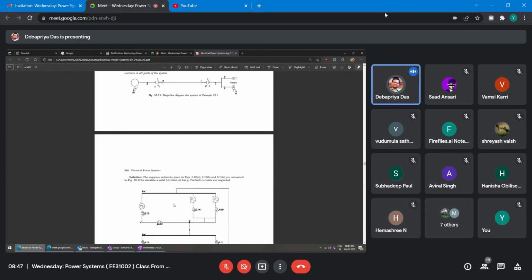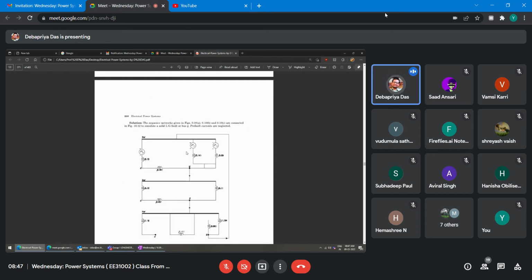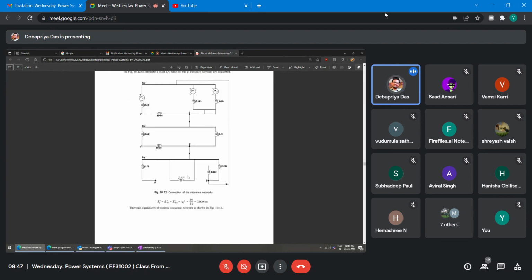Another example will do, right? First you draw the positive sequence diagram. It is already given. This is the negative sequence diagram. You make it, and this is the zero sequence diagram. Already it is there, right?